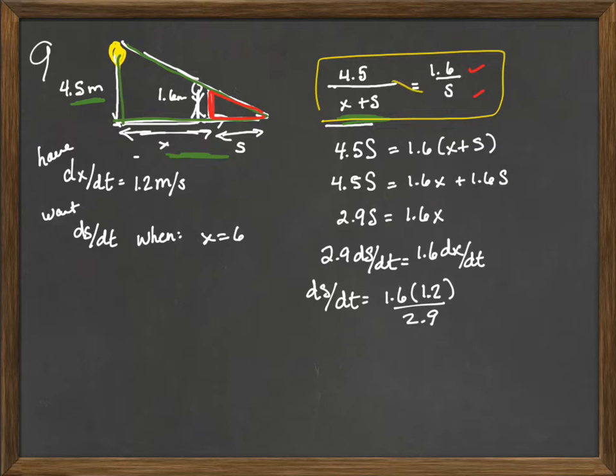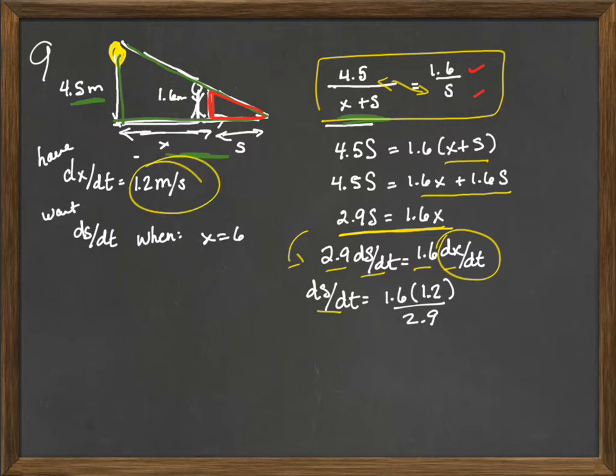So 4.5s equals 1.6 times x plus s, and multiplying 1.6 through, I get 1.6s that I have to subtract from 4.5. So I'm left with this equation, 2.9s equals 1.6x. So that's the equation that I take the implicit differentiation of. I say 2.9 ds/dt is 1.6 dx/dt. And so ds/dt is 1.6 times dx/dt, which is up here, and then I divide that by 2.9.